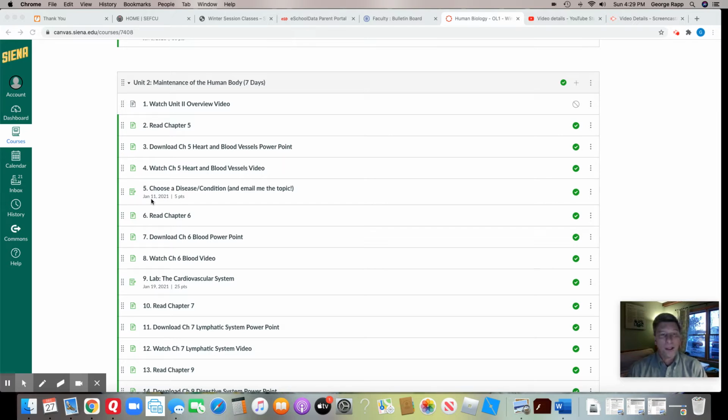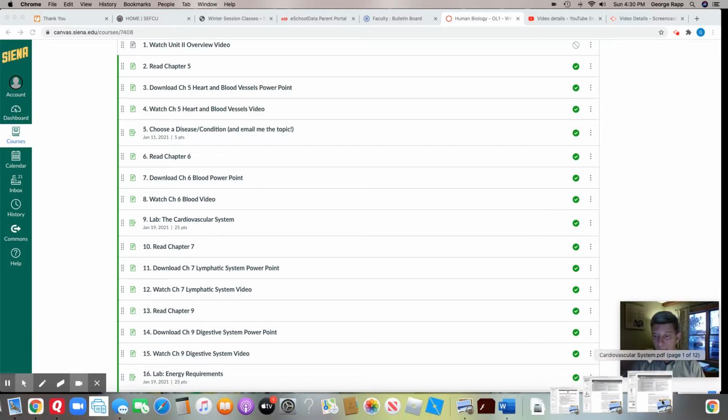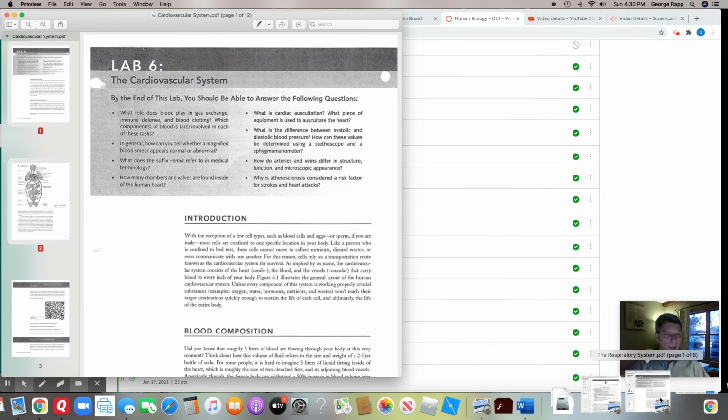Now, in addition to that, there are also 3 different lab exercises for this particular unit. The labs themselves are paper labs. They are things that you can do all by yourself. The first one is requirement number 9, the cardiovascular system. And that one looks like this.